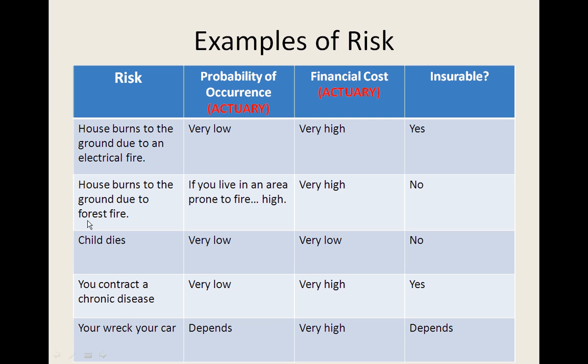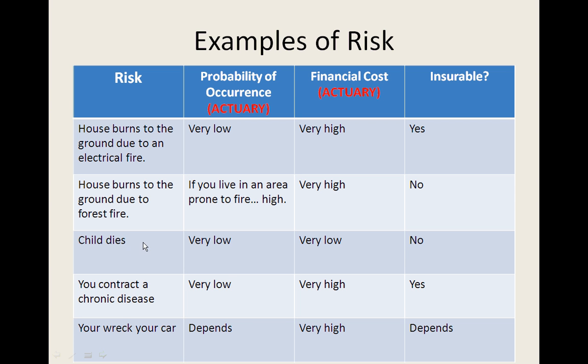Let's look at another example of risk. A house burning to the ground due to a forest fire. If you live in an area that's prone to fire, like Southern California in a forest, you know what? That is not a low probability. That's a high probability. And even though the financial cost to the person that it happens to is extremely high, it is not an example of insurable risk. If it's likely to happen, no one is going to take the bet that it's not going to happen. So an insurance company would not insure that.